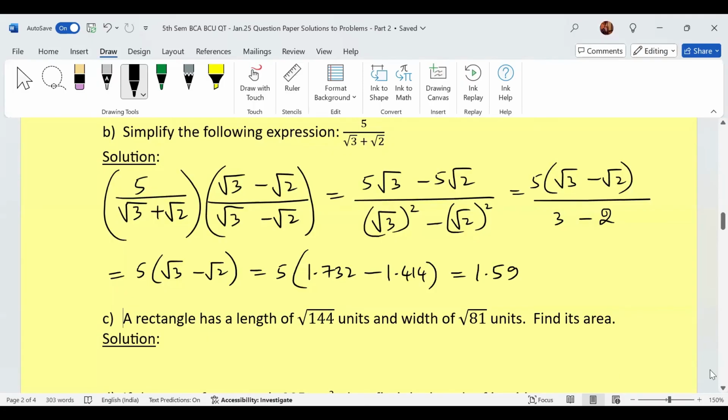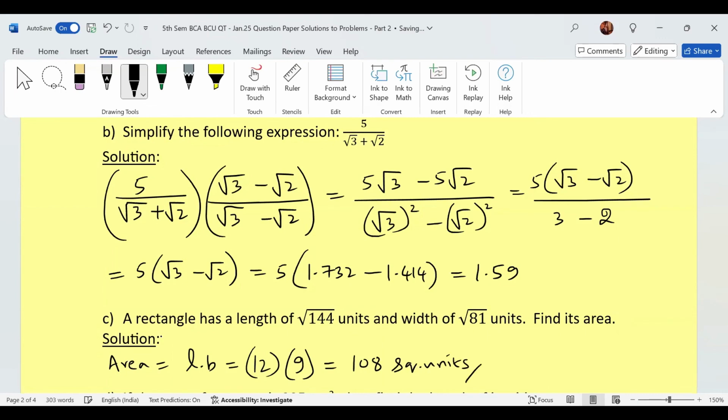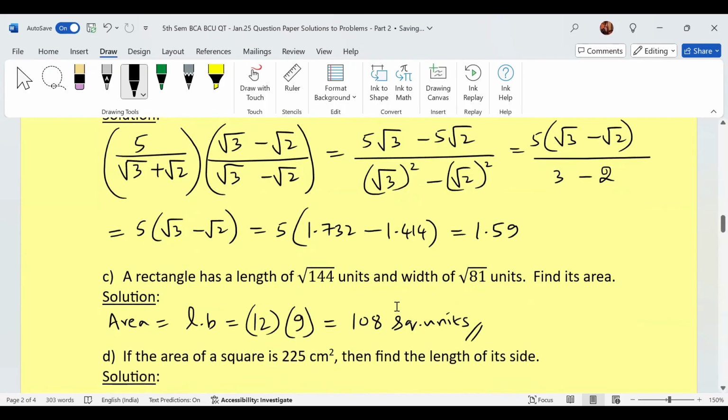Find its area. Area of a rectangle will be length into breadth. Here length is given as root 144. Root 144 is nothing but 12. And width is nothing but breadth, that is given as root 81, which is nothing but 9. So 12 into 9 becomes 108 square units. That will be the result of this particular question.